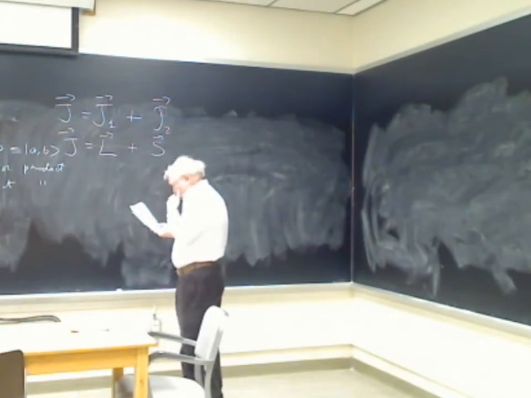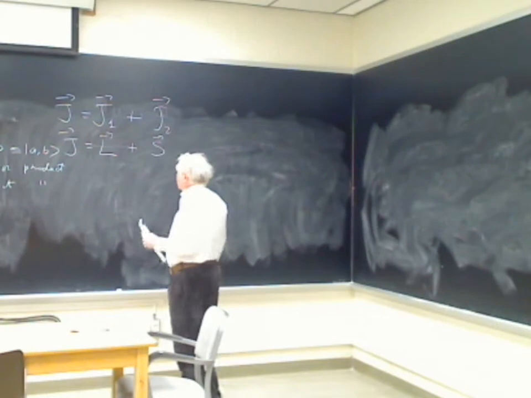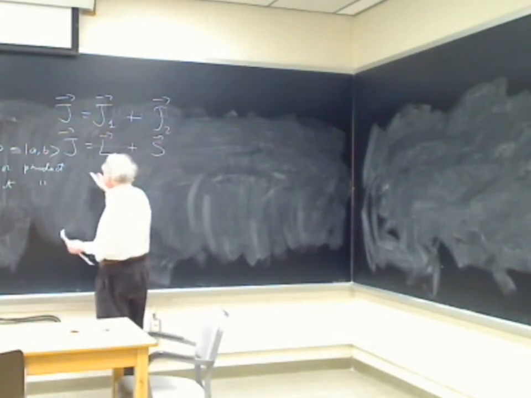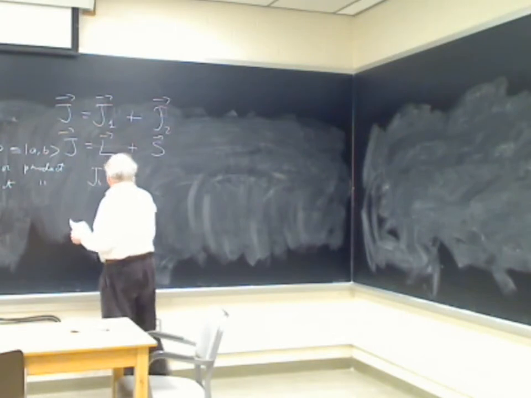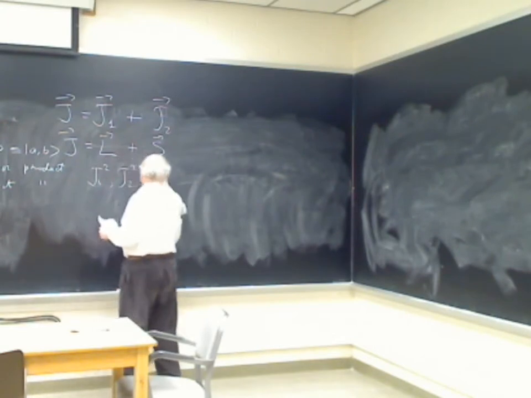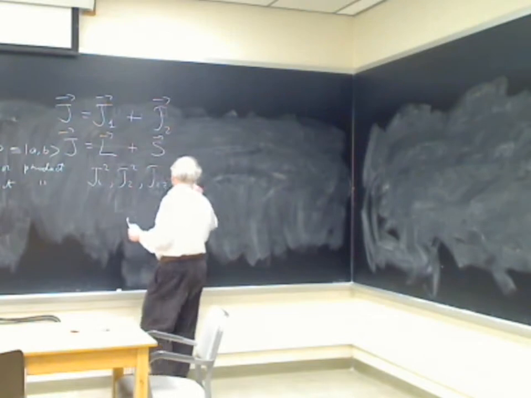Well, one set of states for this is the eigenvectors of J1 squared, J2 squared, J1z, and J2z.